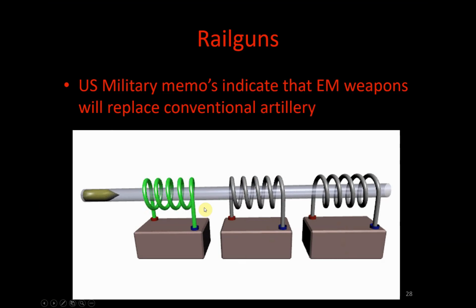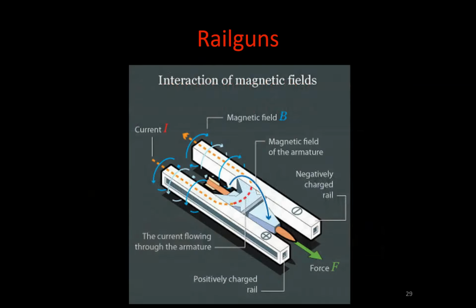Railguns, it turns out, are actually quite realistic things. You can use a series of solenoids to accelerate a metal particle up to very, very high speeds, essentially replacing gunpowder to propel a projectile. The US military is actually working on this and says that EM weapons, essentially electromagnetic weapons, systems that don't use gunpowder but use electric or magnetic forces to propel projectiles, will replace conventional artillery that uses gunpowder very, very quickly, probably within the next 10 years on ships.